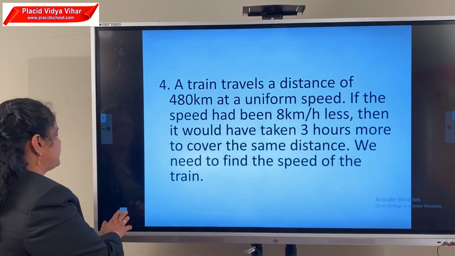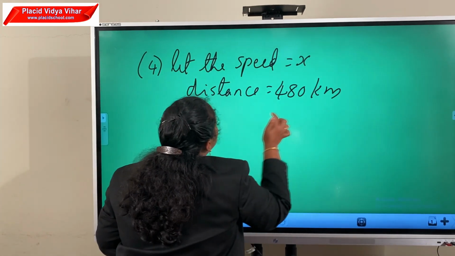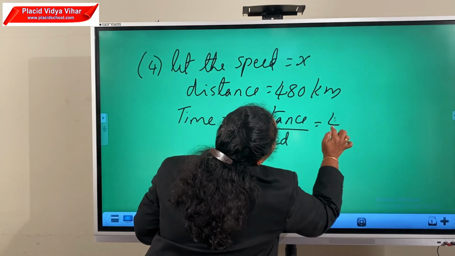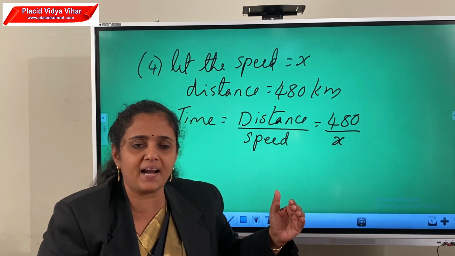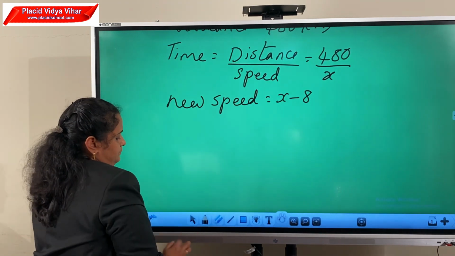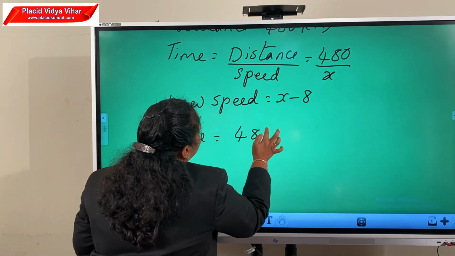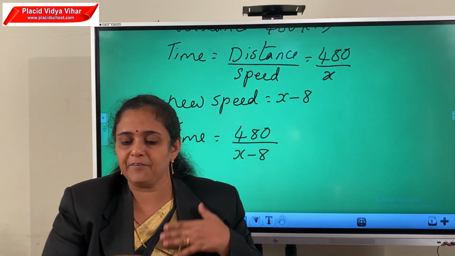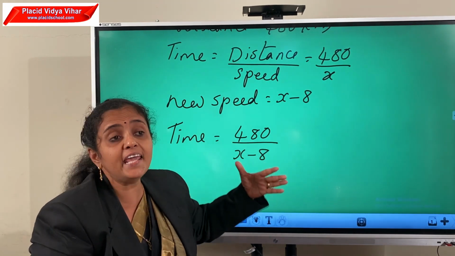Then we can solve this equation. The distance is given in the question. The distance is equal to 480 km. The time is equal to the distance divided by speed, that is 480 divided by x. The new speed is equal to x minus 8. Then we can find the time. The time is equal to the distance, same only, that is 480 divided by x minus 8. Then how to form the equation? The question is, if the speed had been 8 km per hour less, it would have taken 3 hours more.